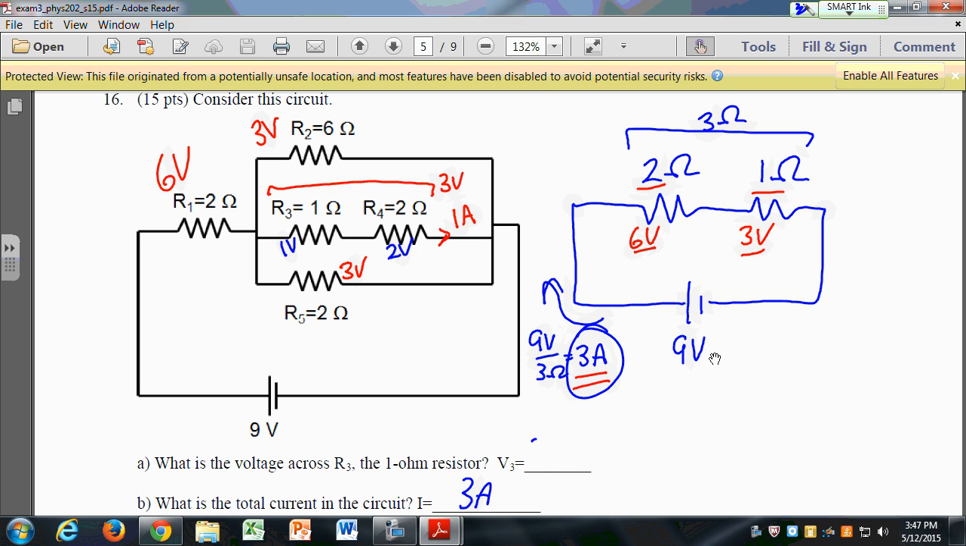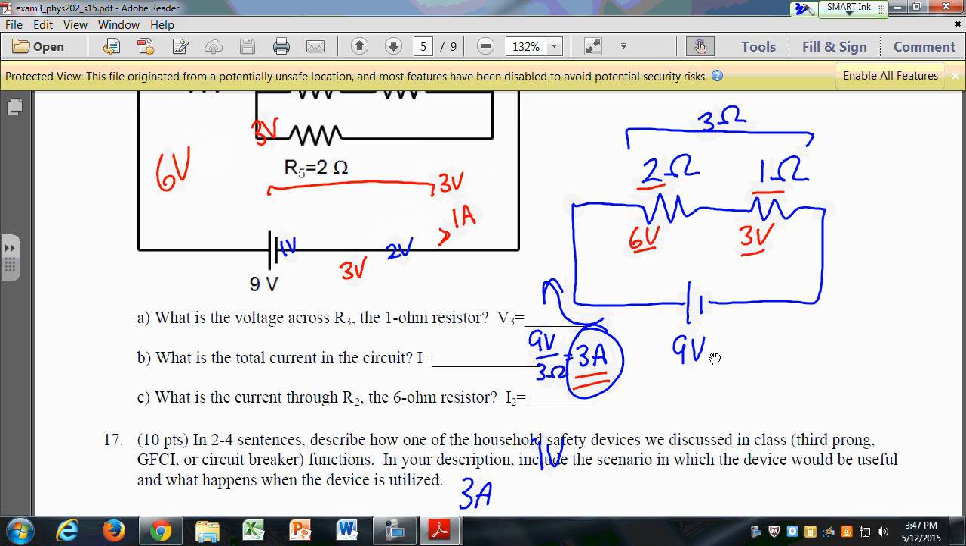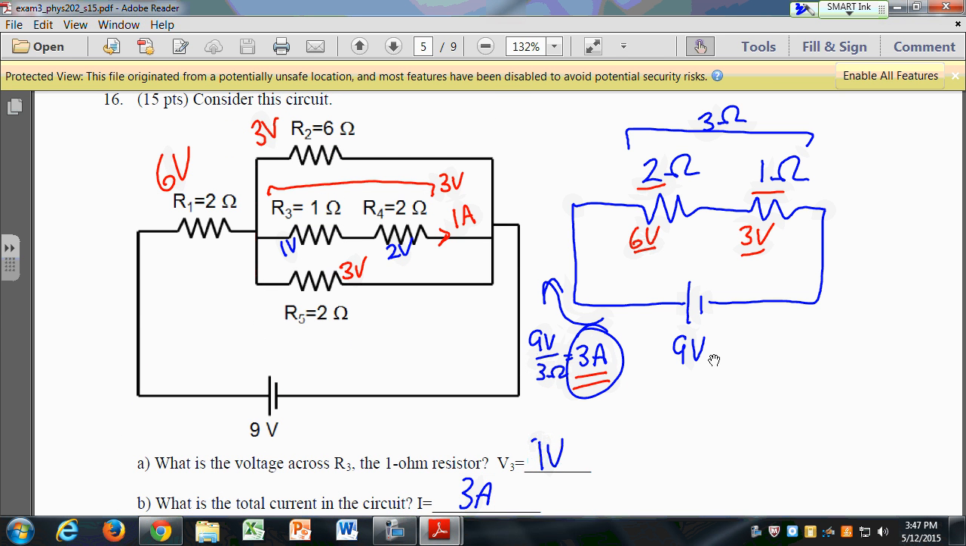V3 is 1 volt. Let me see what else was asked. And then I2, what's I2? Up here? Right, I is V over R. That's 3 over 6, which is 0.5 amps or half an amp. Okay. It's a lot like the capacitor circuit, so you just have to think about how things are distributed, but things are distributed differently. You might want to go back and revisit those rules about capacitors in series and parallel and resistors in series and parallel, because they have similar but slightly different rules.